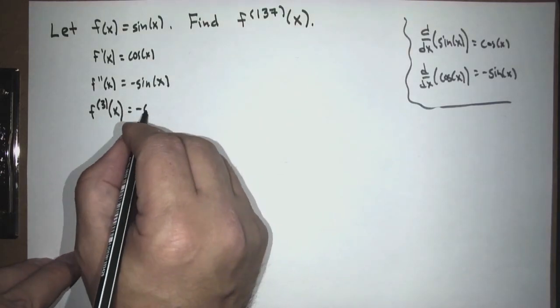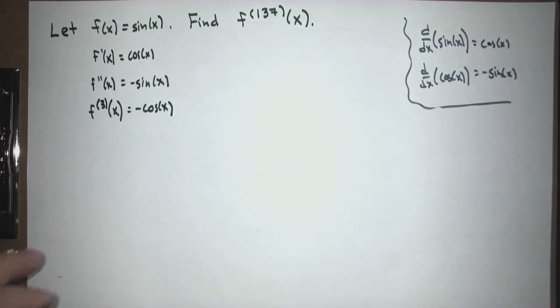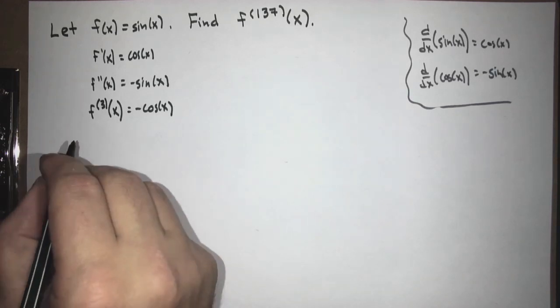Negative cosine. Yes? Because the negative is acting like a constant. So when you see a negative, it's really shorthand for negative 1 times this function. And when we take the derivative of a constant times a function, the constant basically stays in front. And you say, we'll take the derivative of the sine. So it becomes negative 1 times the derivative of sine, which is cosine. Okay. All right. What's the next one?